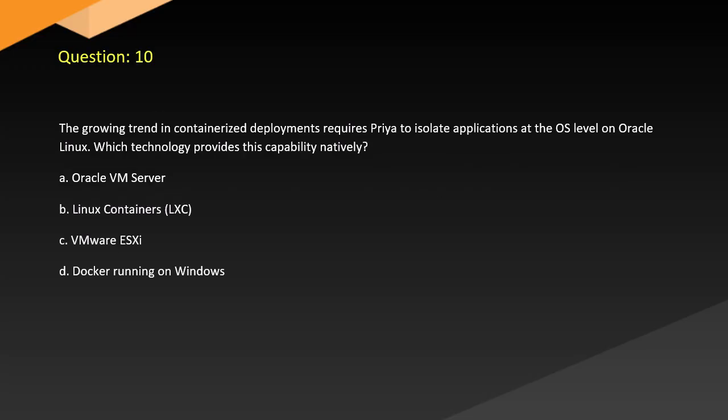Question 10. The growing trend in containerized deployments requires a way to isolate applications at the OS level on Oracle Linux. Which technology provides this capability natively? A. Oracle VM Server. B. Linux Containers, LXC. C. VMware ESXi. D. Docker running on Windows.